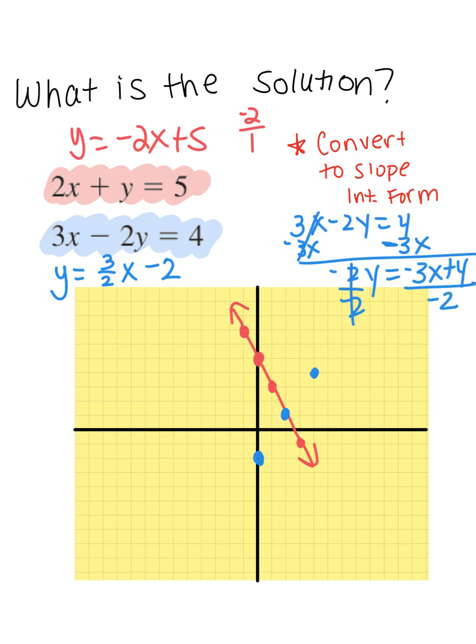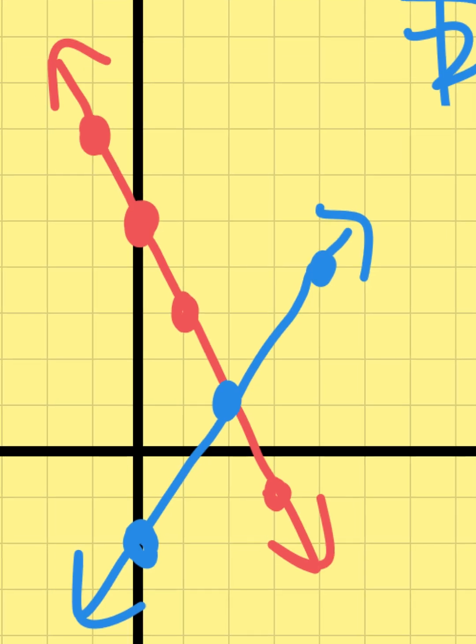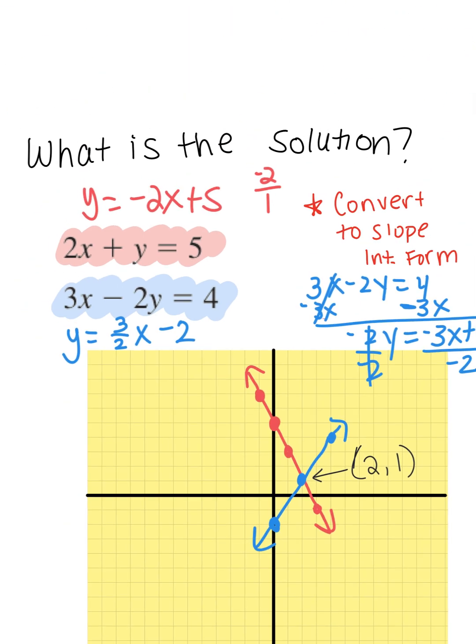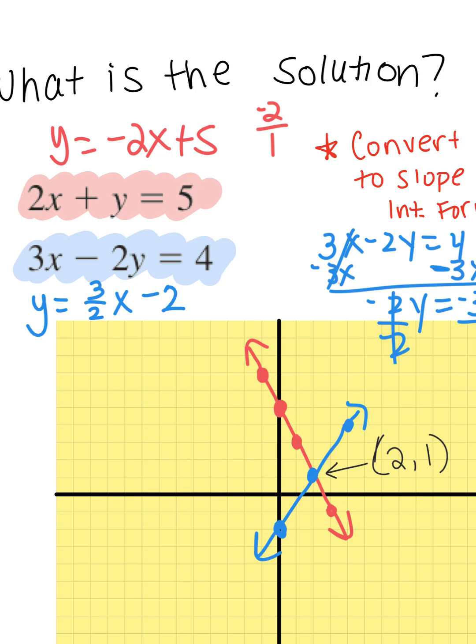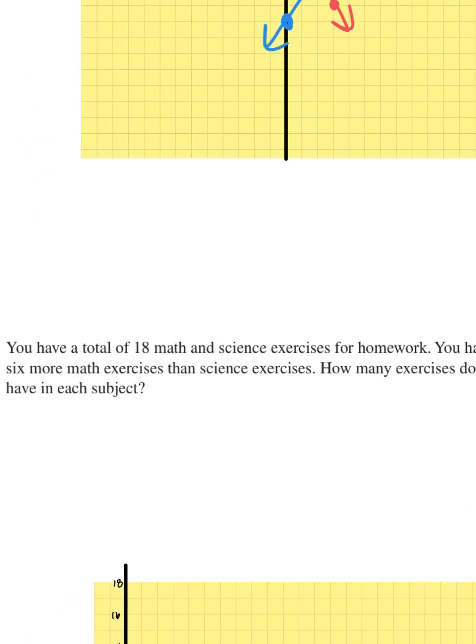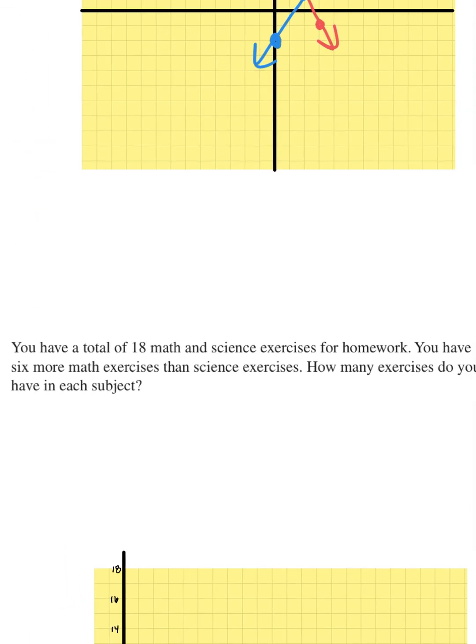You can see the point of intersection, right? So what is my solution here? 2, comma 1, right? This point right there is at 2, comma 1. Is this making sense? All right. We're going to do a word problem and then we'll be done.